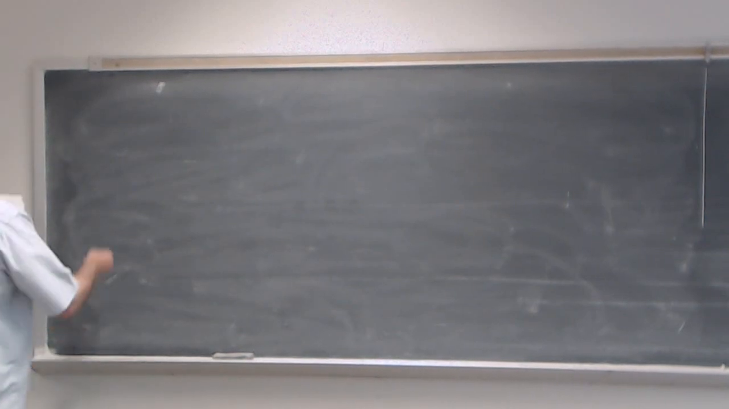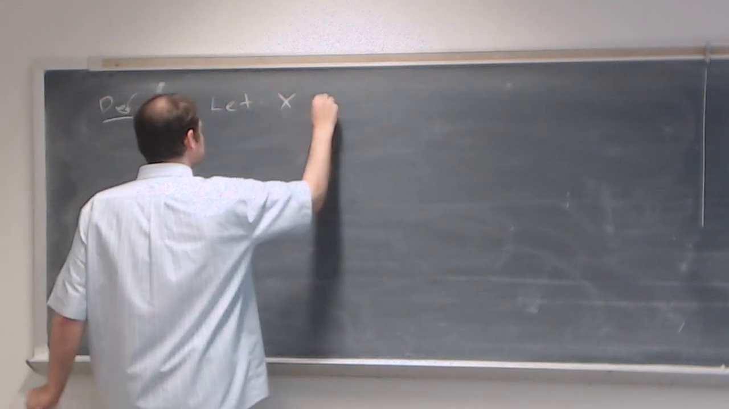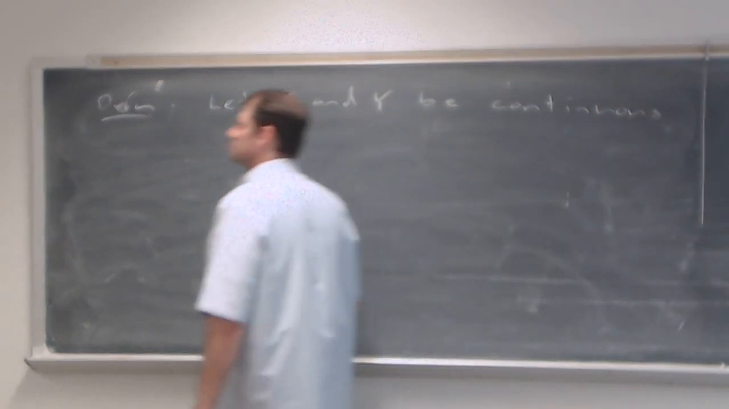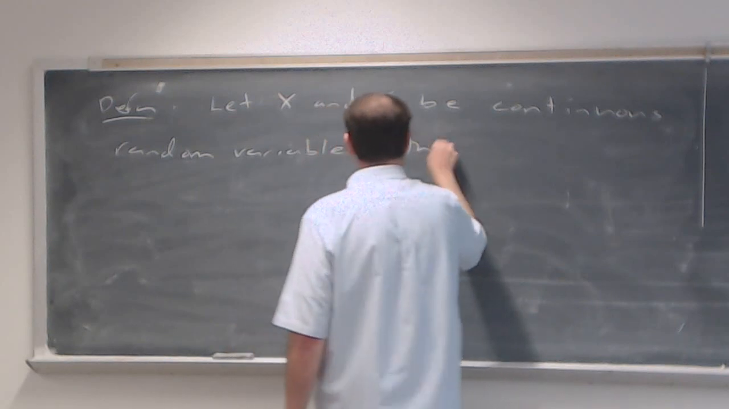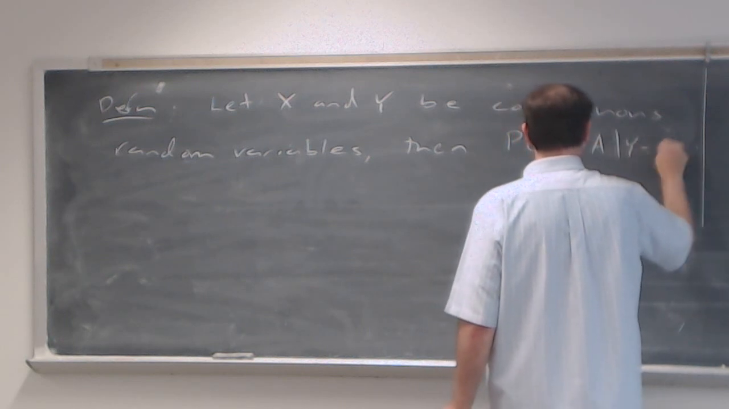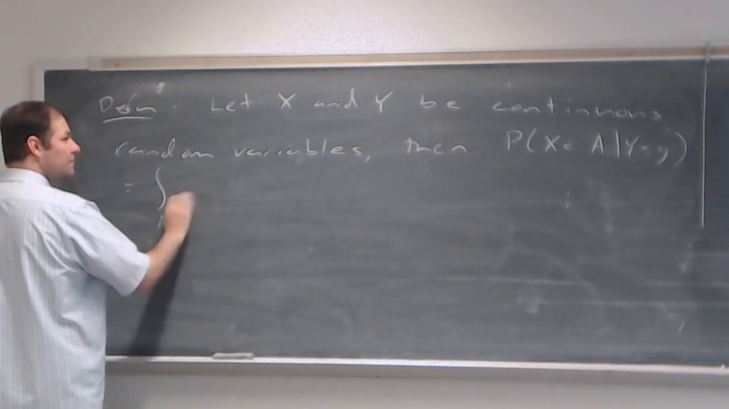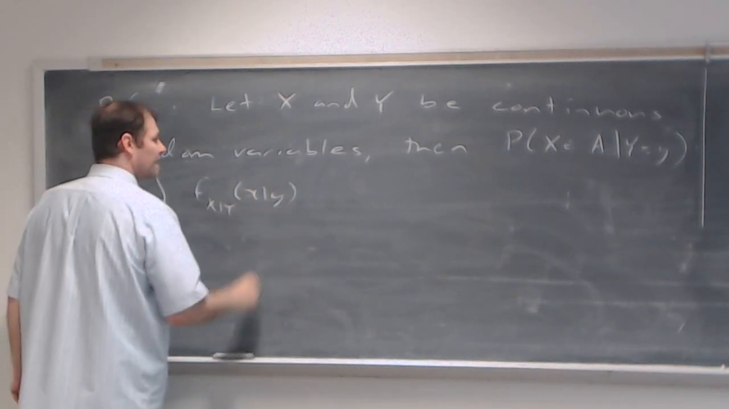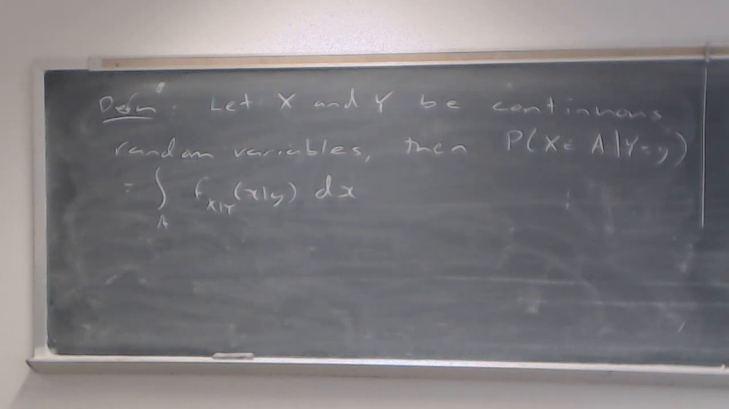Okay, so a definition is that if we let x and y be continuous random variables, then the probability that x is an element of A given y equals y is equal to the integral over A of f of x given y, integrating with respect to x. That's its definition.